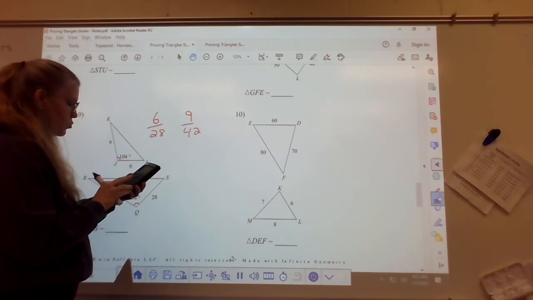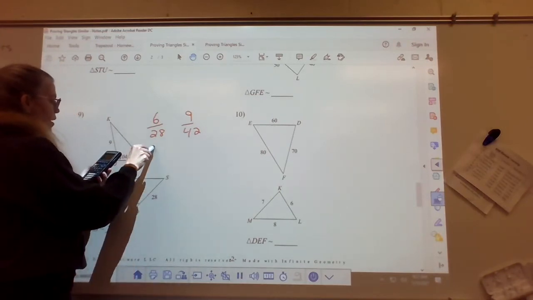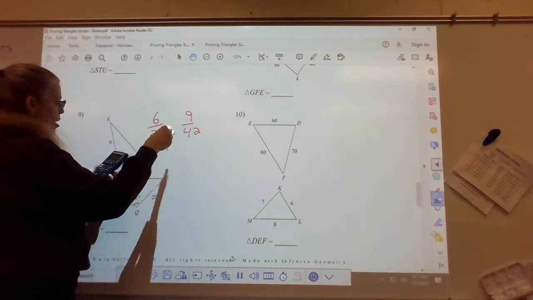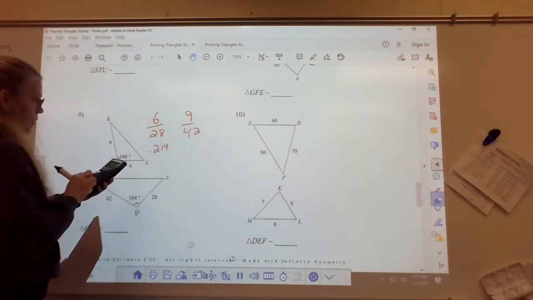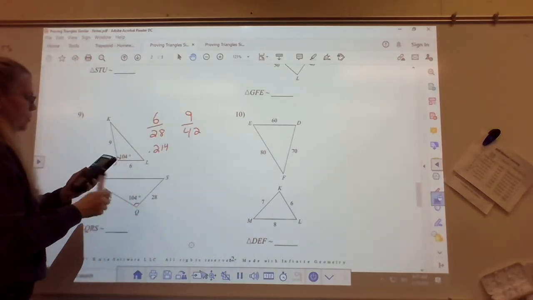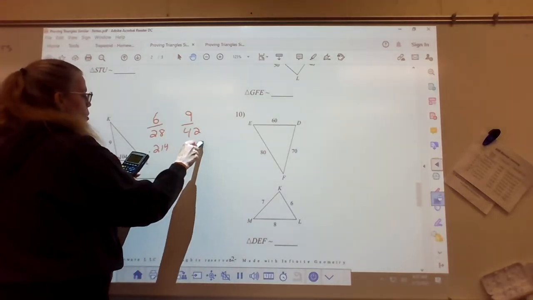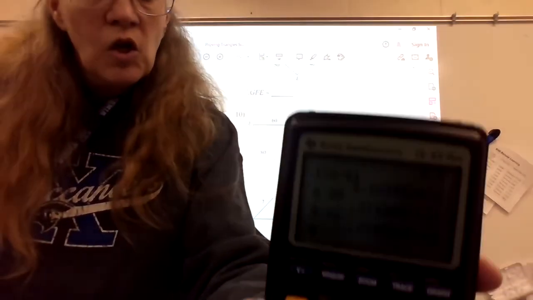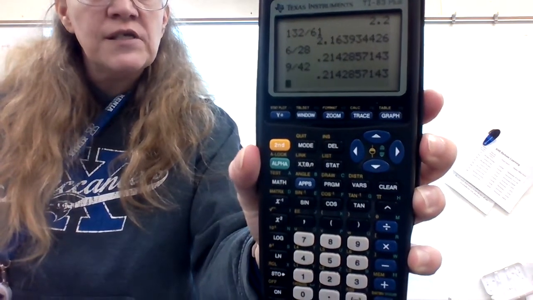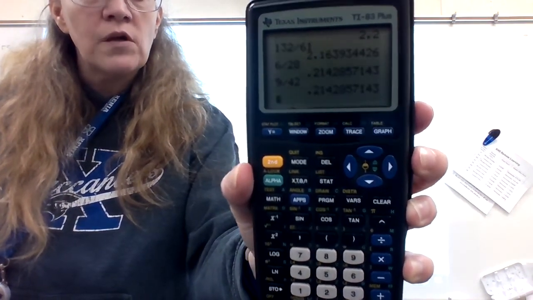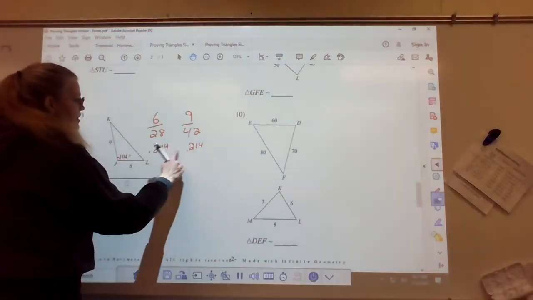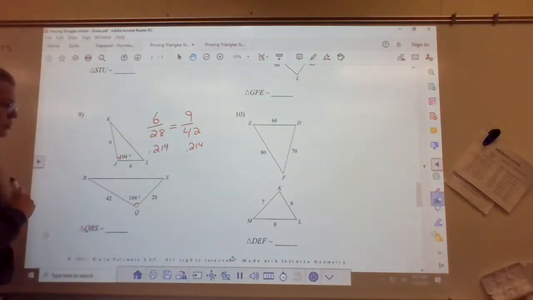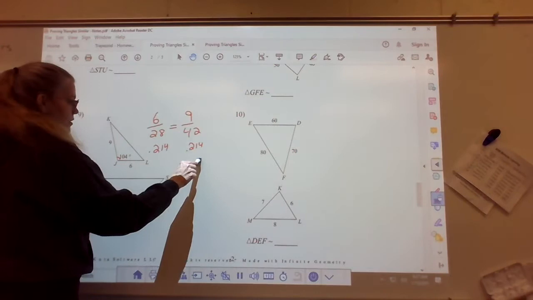6 divided by 28, I get 0.214, and it's going to kind of keep going. 9 divided by 42, 0.214, and it keeps going, and I get the exact same value. As you can see, it's the exact same number for both. Identical. I didn't round it. So because it was the exact same value, it worked. So it's a side, angle, side.